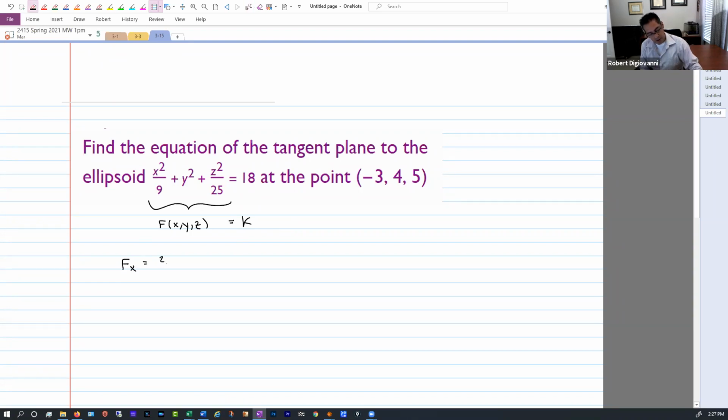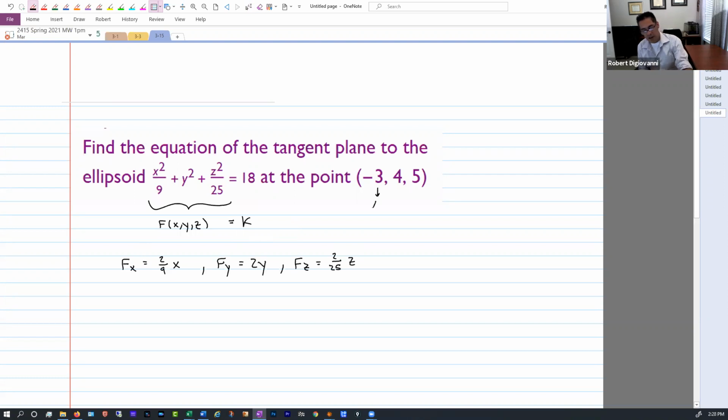This will just be 2/9 x. I'm going to trust that you get this. Partial of f with respect to y would just be 2y. Partial of f with respect to z would just be 2/25z. Y'all agree with that?